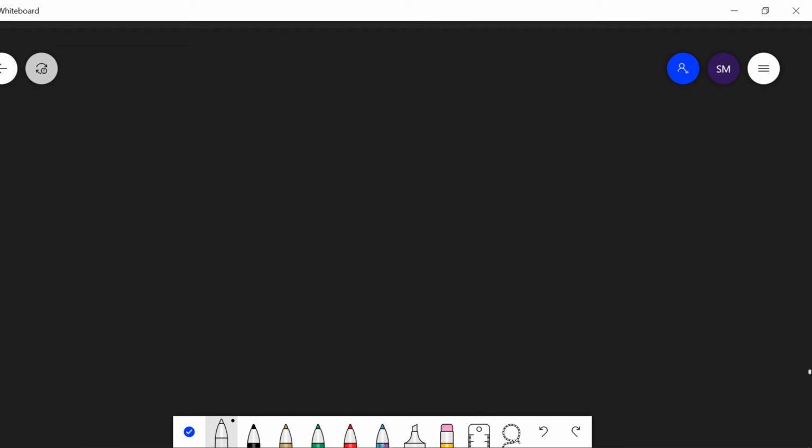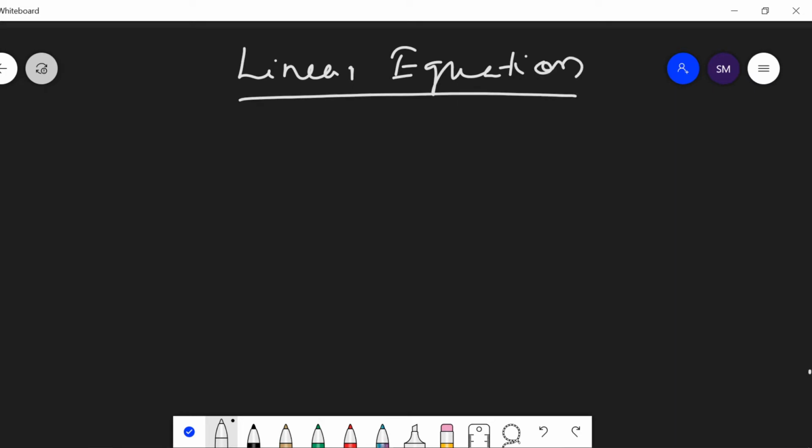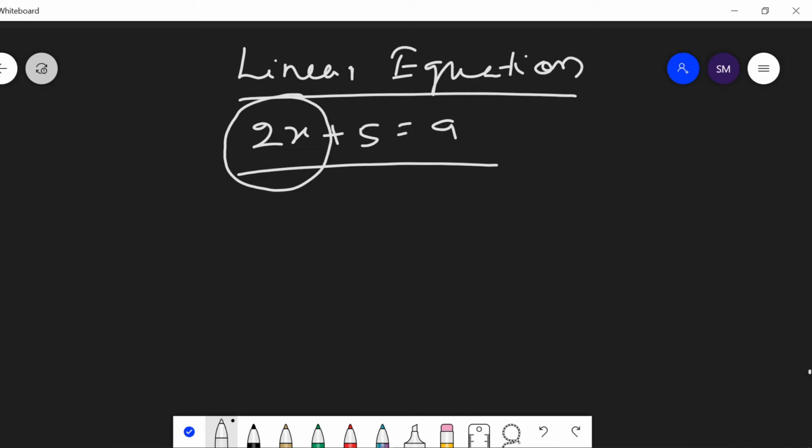In my last sessions, we discussed algebraic expressions. In this session, we will discuss linear equations. At first, let us discuss what a linear equation is. A linear equation is an algebraic equation in which the highest degree of the variable is 1. Suppose 2x plus 5 is equal to 9. It is a linear equation because here the highest degree of the variable is 1.